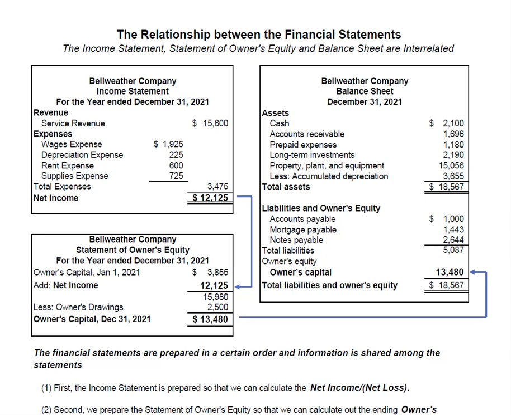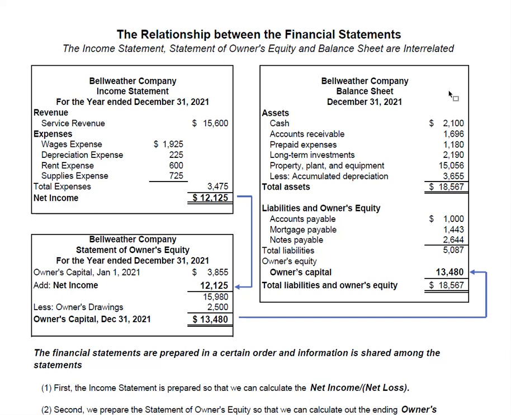some math. We take 15,980, subtract out the 2,500, and we get owner's capital on December 31st, 2021 of 13,480. That's the ending number in our statement, so we get a dollar sign and a double underline. This is also the number that goes from the owner's equity statement to our next statement.